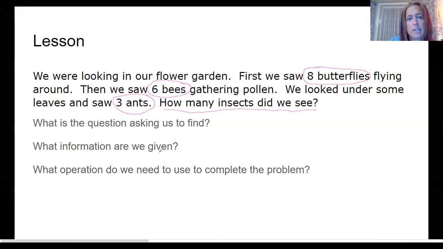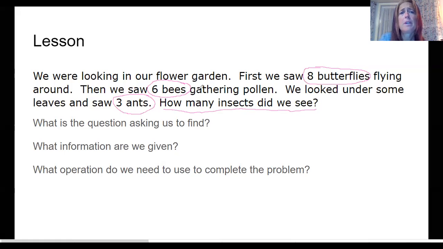What information are we given? We're given 6 bees, 3 ants, and 8 butterflies. The rest of the information in the word problem has nothing to do with the answer. What operation do we need to use to complete this problem? Okay, so it's asking us how many insects we saw. So that means that we're having to add the numbers together in order to find the total amount of insects.